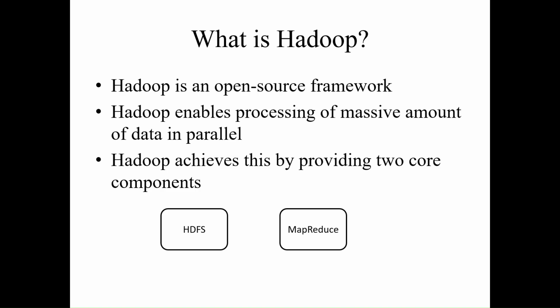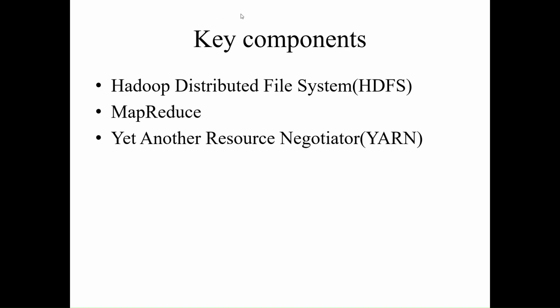Hadoop splits files into large blocks and distributes them across nodes in a cluster. To process the data, Hadoop transfers packaged code for nodes to process in parallel based on the data that each node needs. This approach takes advantage of data locality, where nodes manipulate the data they have access to. Now let us move on to the next topic.